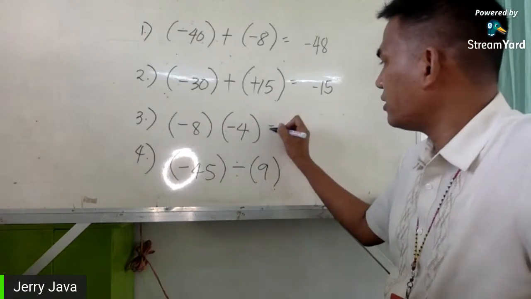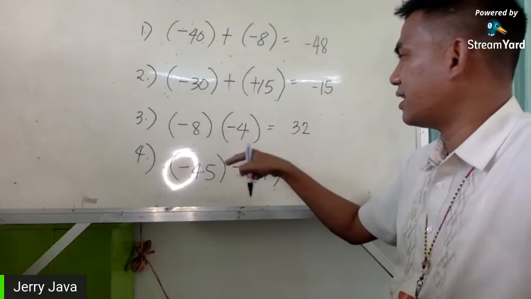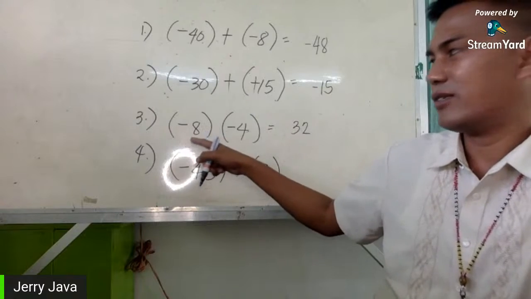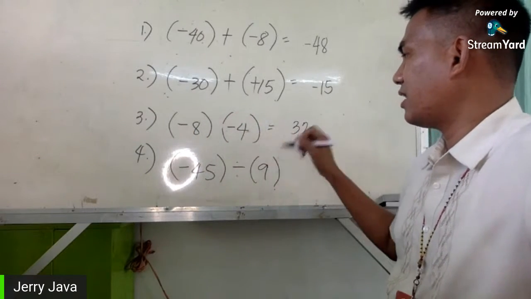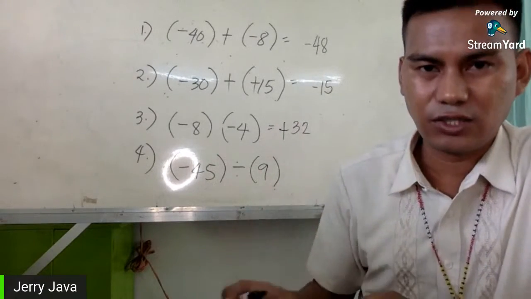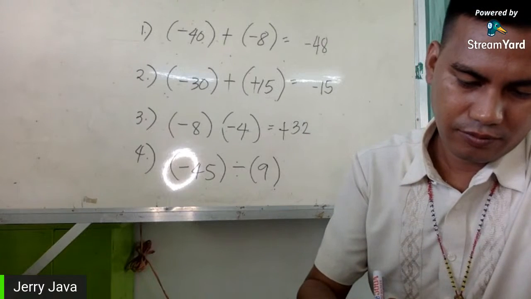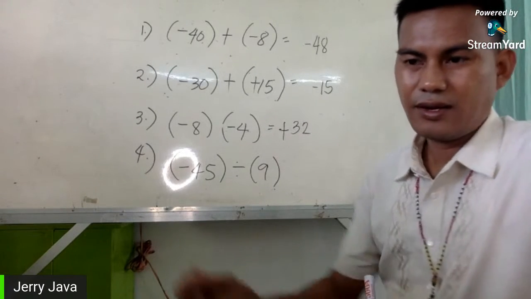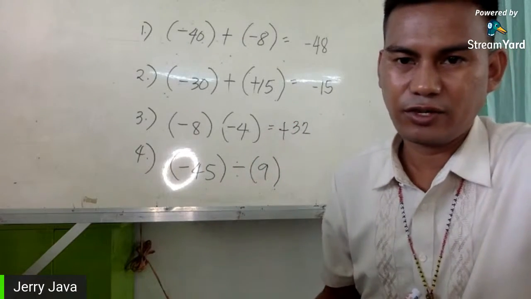8 times 4 gives you 32. One is negative, one is negative. Negative by negative, both are like signs or same signs. So negative, my enemy's enemy can be my friend. 32 or positive 32. That's correct. Now, type in your answer for number 4.